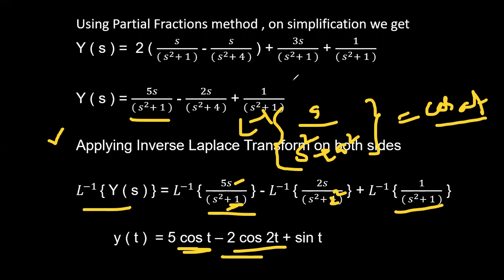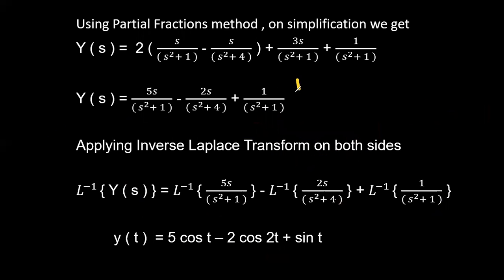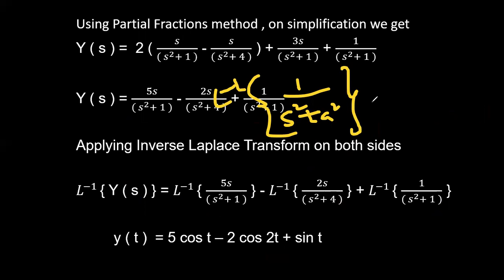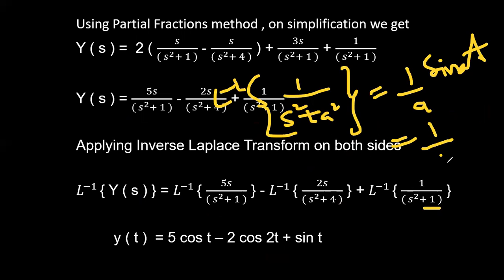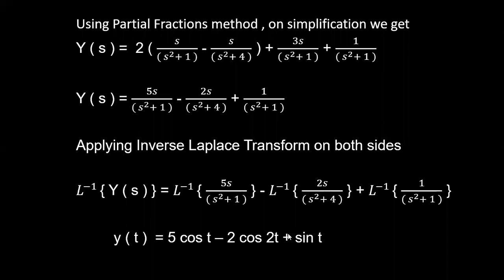And the last one is nothing but the formula Laplace inverse of 1 by s square plus a square. That is nothing but 1 by a sine at. Okay, 1 by a sine at. Here the a value is equal to 1, so 1 by 1 sine t. So we got this as sine t. Okay. So this is your required solution for the given differential equation with constant coefficients.